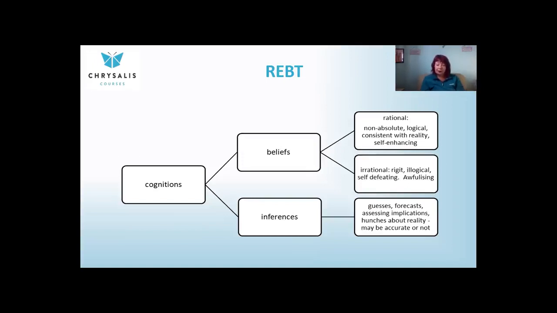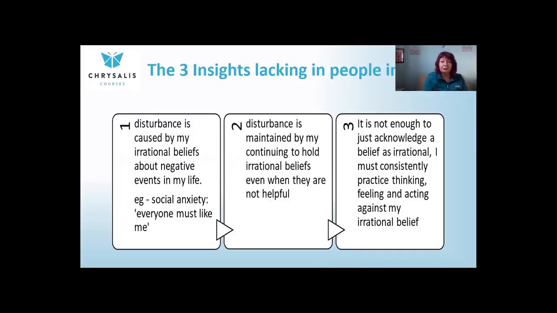Ellis goes further than that and discusses individual differences, for example, suggestibility, and in our ability to disturb ourselves. And he proposes that we play a large role in constructing and maintaining our disturbances through our own strong demands. So Ellis proposes that people in distress are lacking insights. So let's move on to look at this.